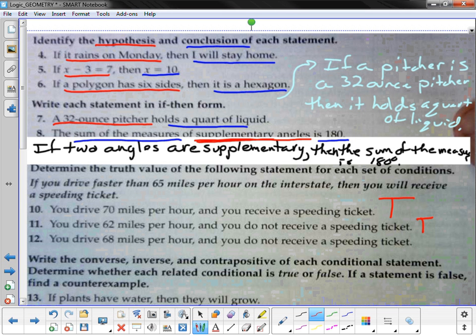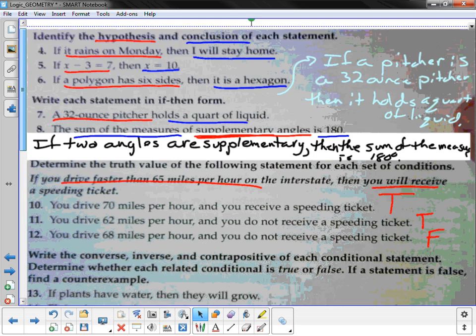Okay, now, number 12, you drive 68 miles an hour and you do not receive a speeding ticket. Well, that means our hypothesis was true, that we were driving more than 65 miles an hour, but we got a false on the conclusion. That's a false statement. Anytime that your hypothesis is false, it depends on your conclusion whether or not it's true or false. If your conclusion is true, then your statement can be true.